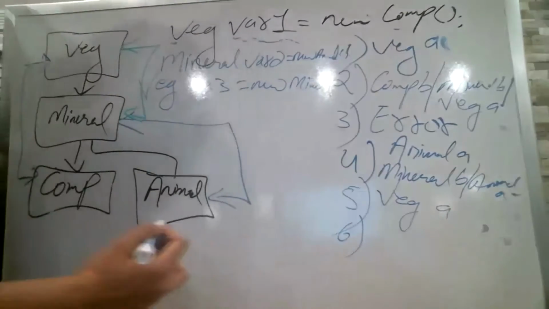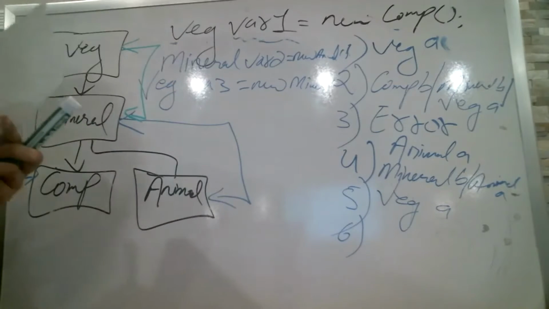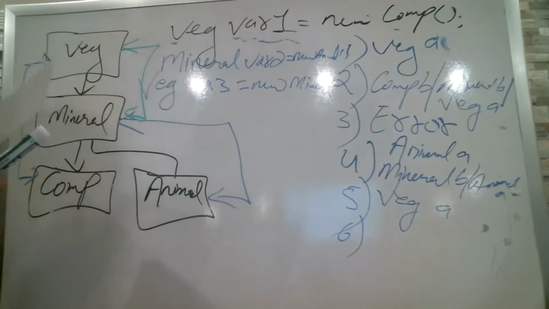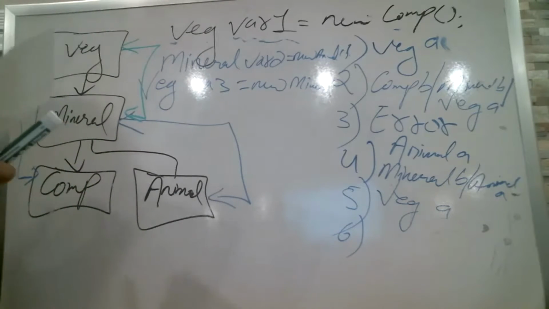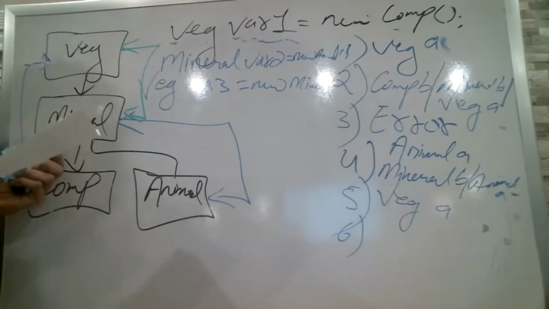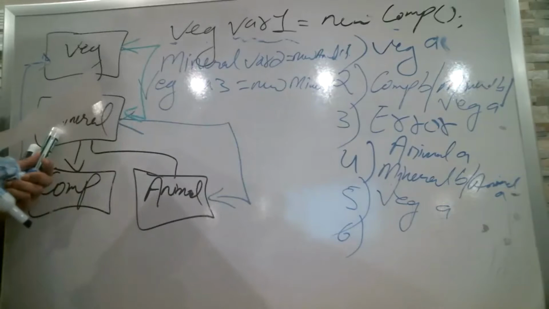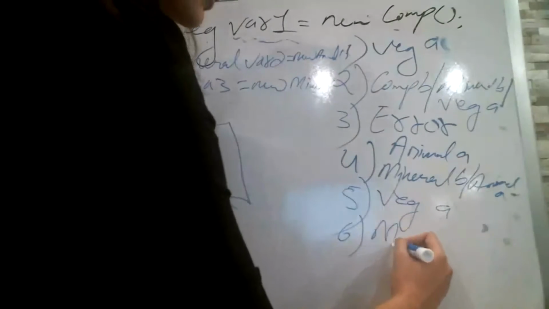Number 6 is variable 3 dot method B. Again, we will check vegetable. Does vegetable have method B? Yes, vegetable do have method B. Now we will go for the updated version, which is mineral. Does mineral have method B? And it's mineral B. So we will write mineral B.